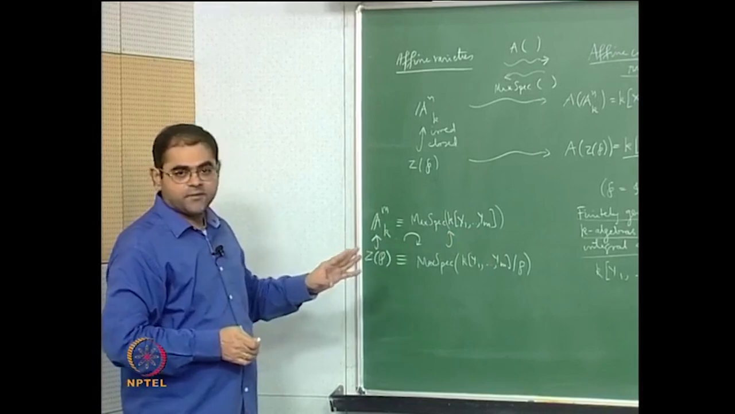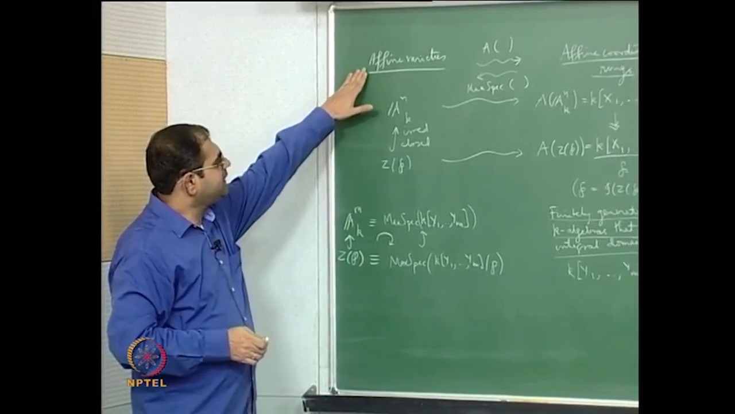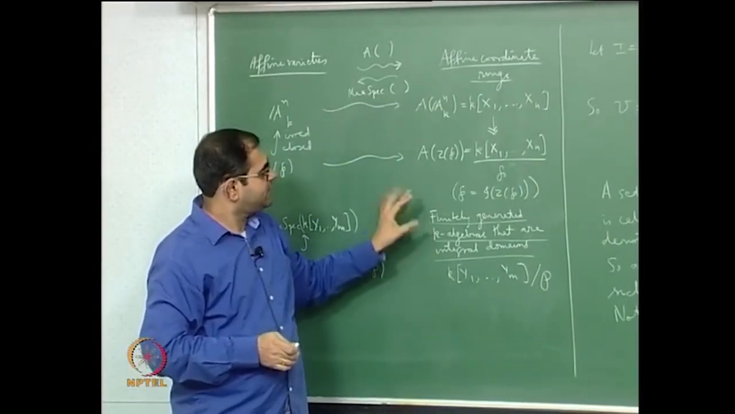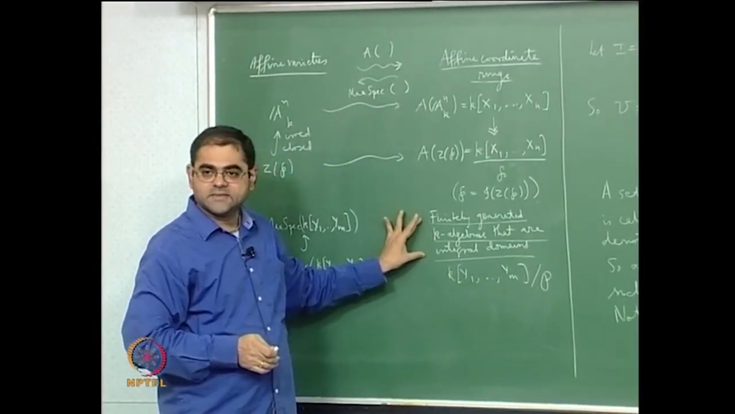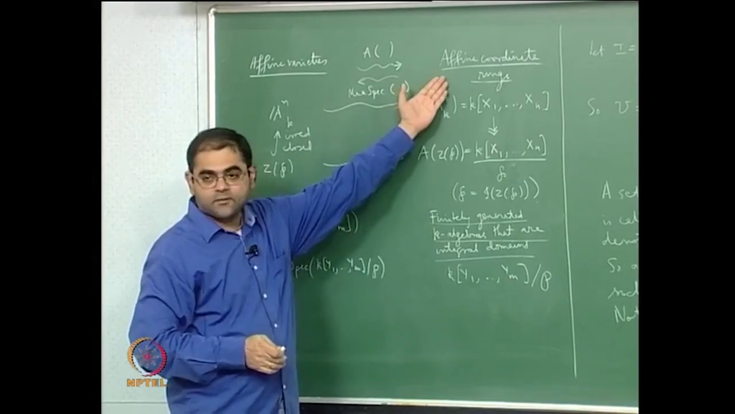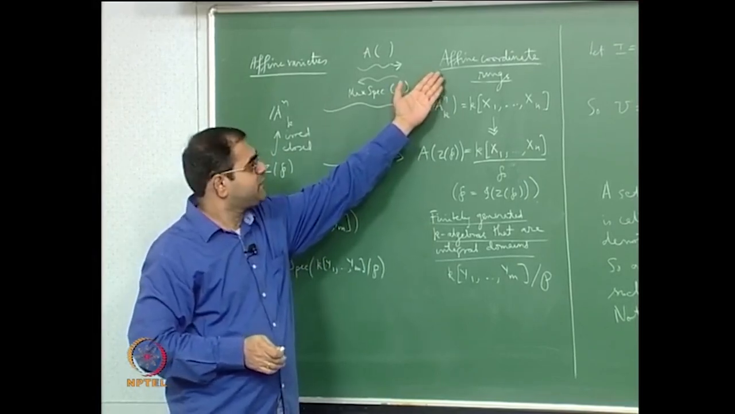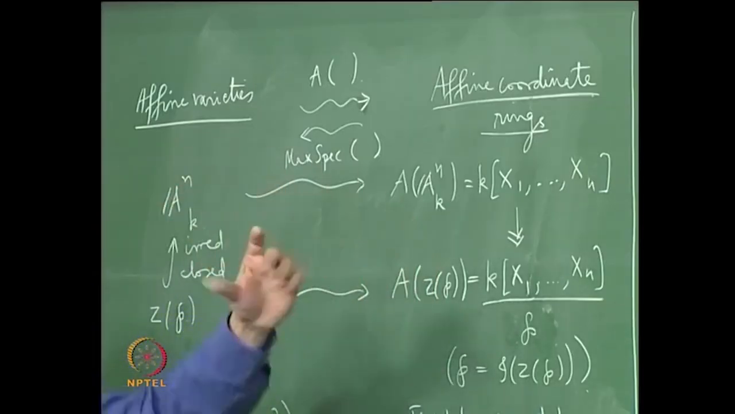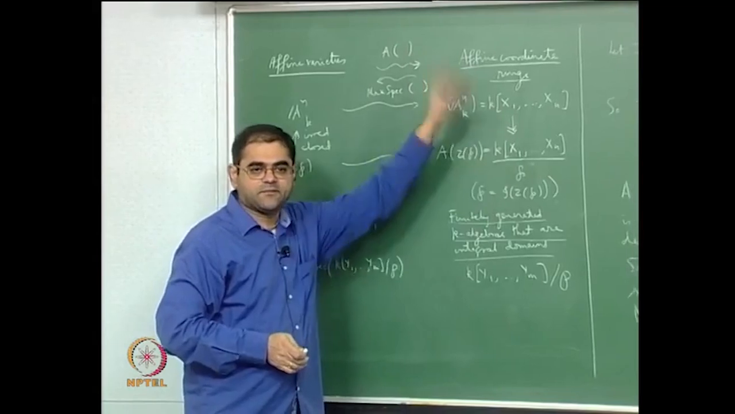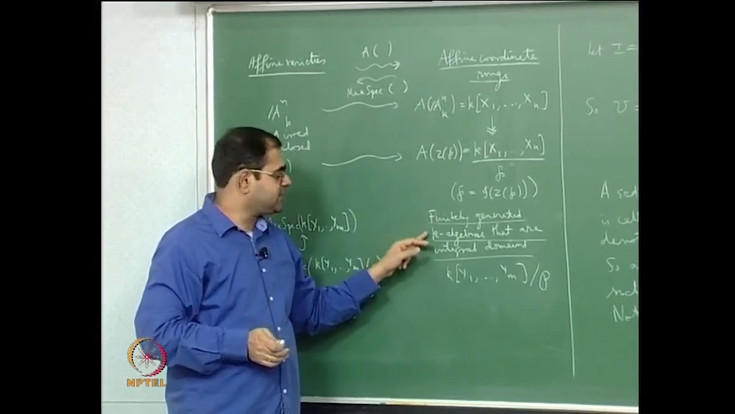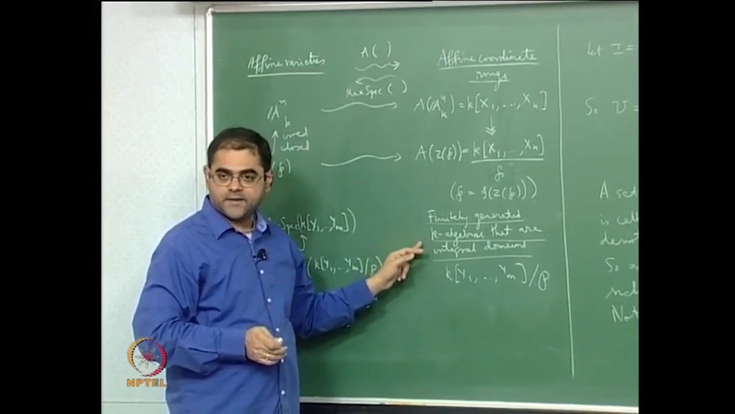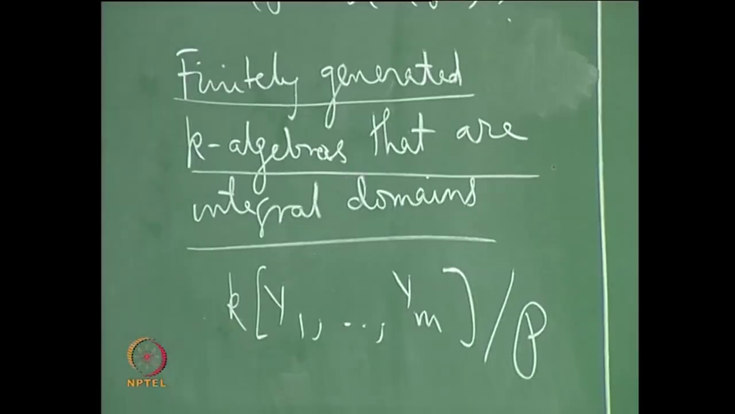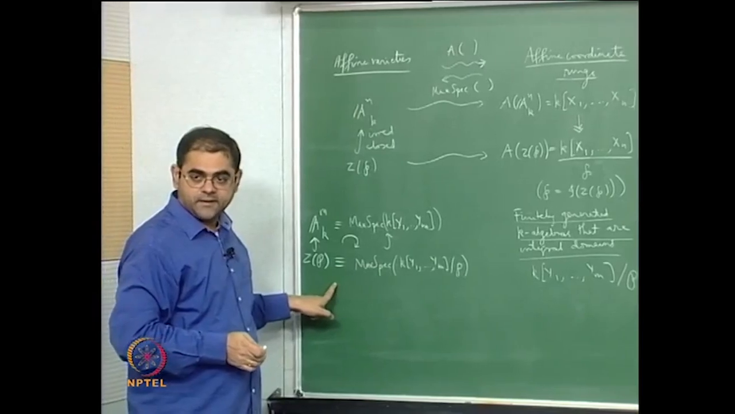Now what I am going to do is slightly modify the objects on this side. I am not saying that they are affine coordinate rings. When I say they are affine coordinate rings, it means that I am already starting with something here and taking its affine coordinate ring. But instead of that, if I want to independently define it on this side, I simply define it like this: finitely generated K-algebras that are integral domains. So in particular, something like this does come from here.